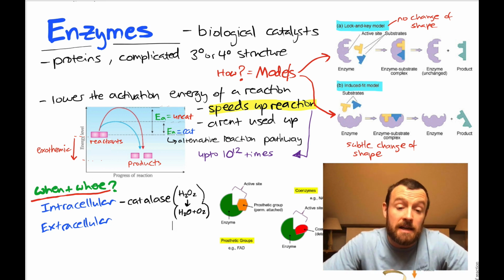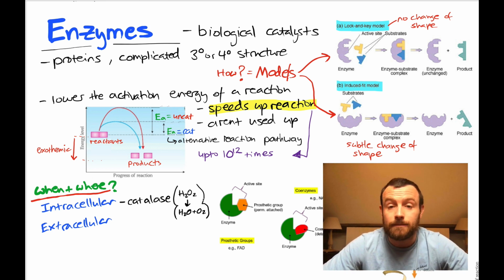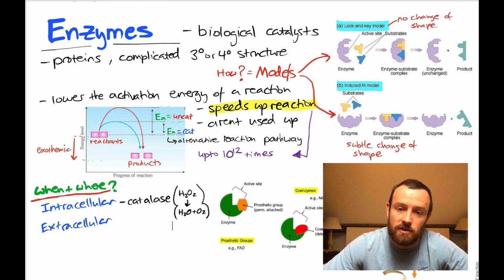And hydrogen peroxide is produced in cells all the time, quite often by respiration, and it needs to be broken down quickly because it's toxic and it can damage the cell. So most living cells contain the enzyme catalase to break down this hydrogen peroxide, and that happens inside the cells.